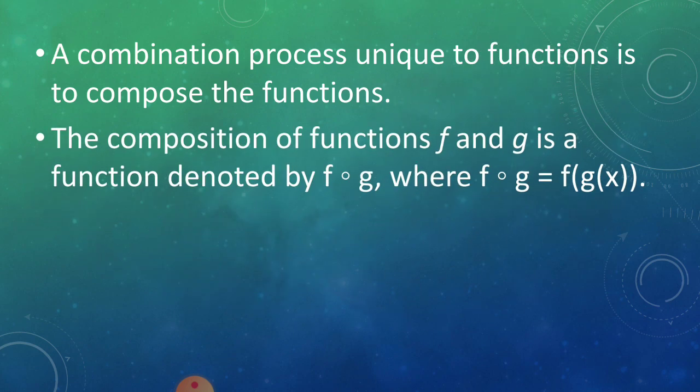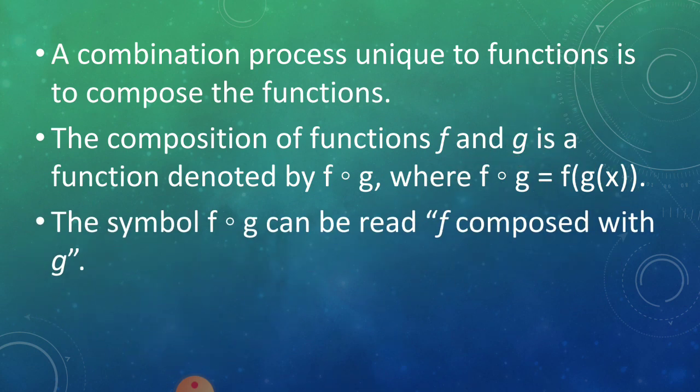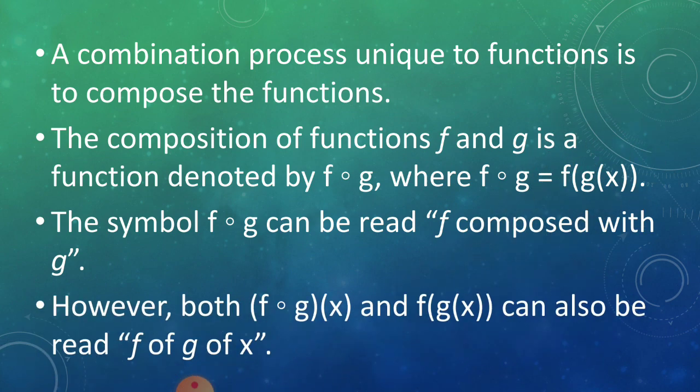The composition of functions f and g is a function denoted by f circle g, where f circle g is also the same as f of g of x. The symbol f circle g can be read as f composed with g. However, both f composed with g of x and f of g of x can also be read as f of g of x.